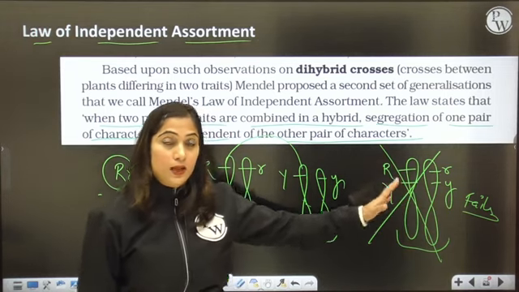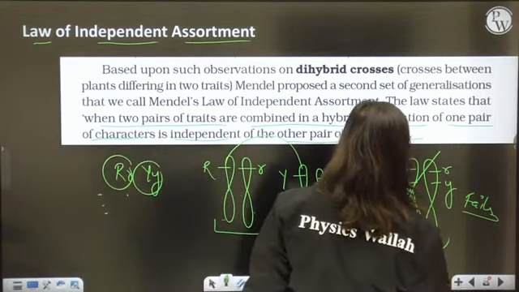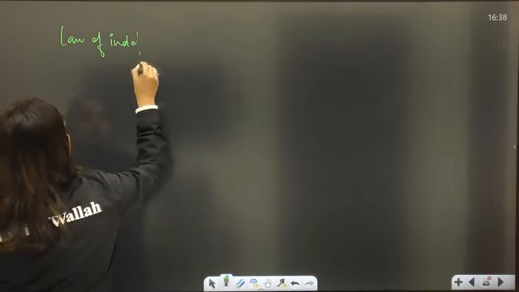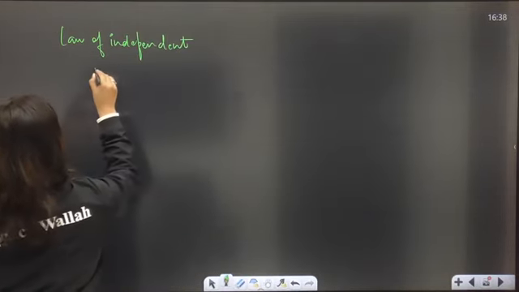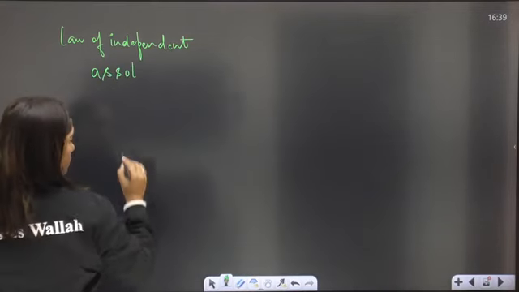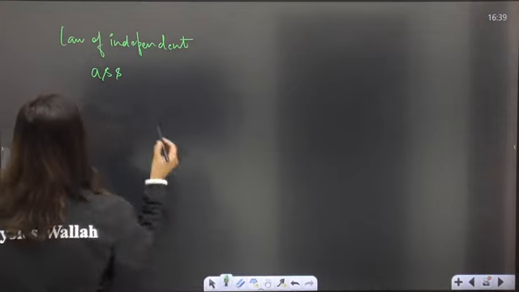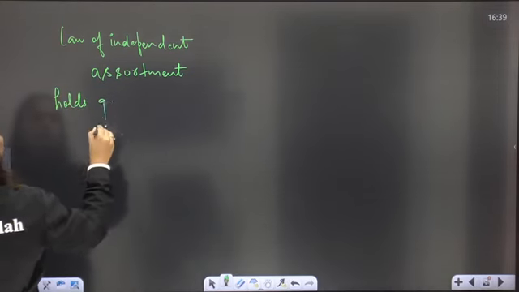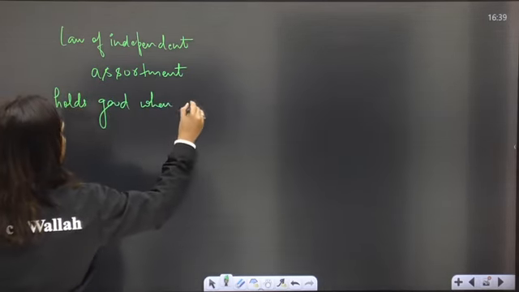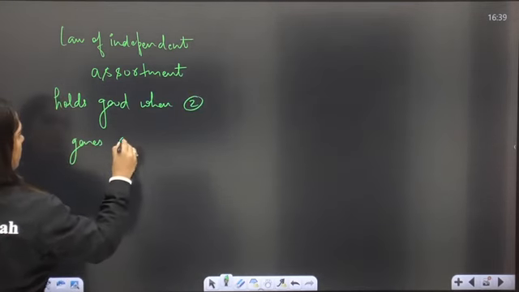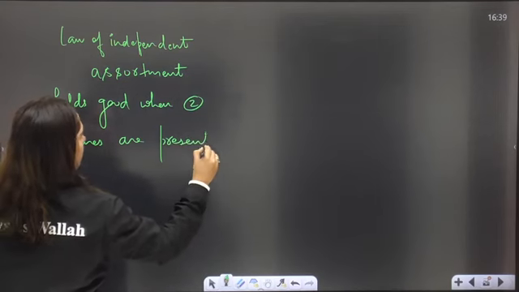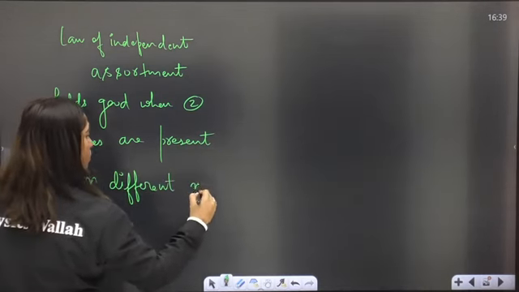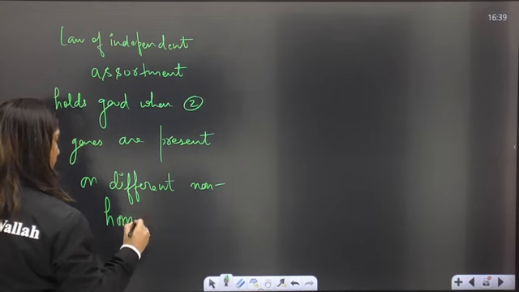Okay. So the law of independent assortment, what we can write is: the law of independent assortment holds good when two genes are present on different non-homologous chromosomes.